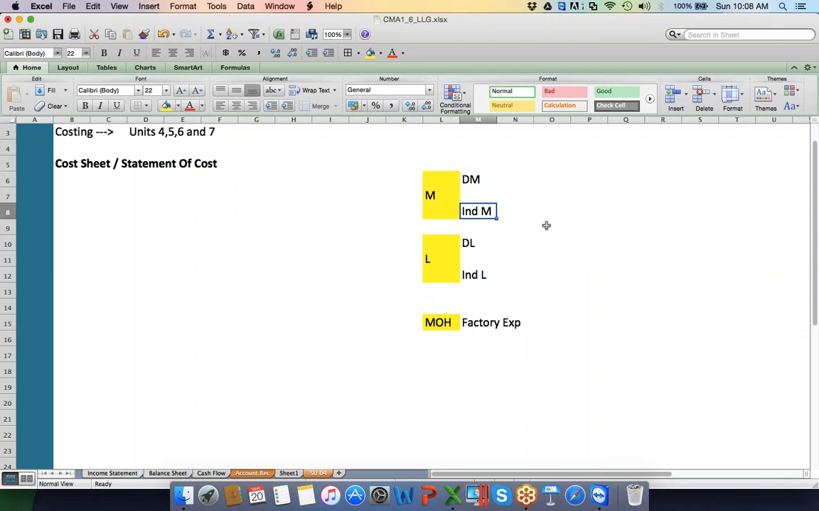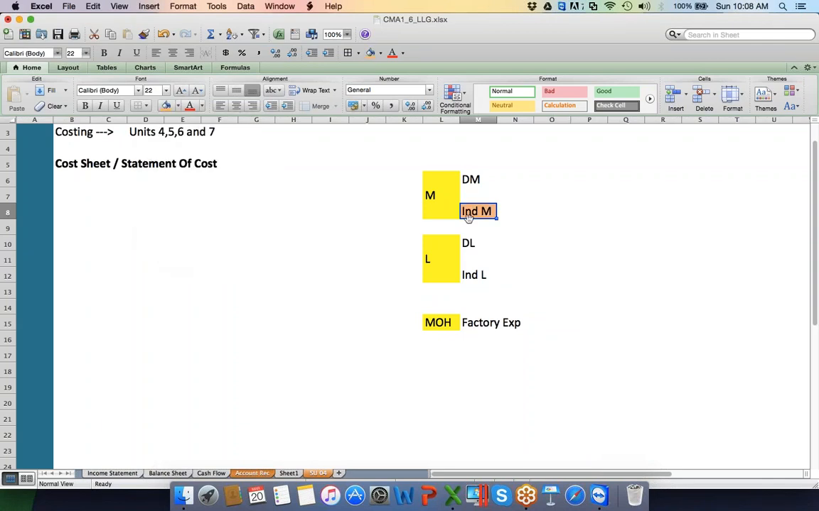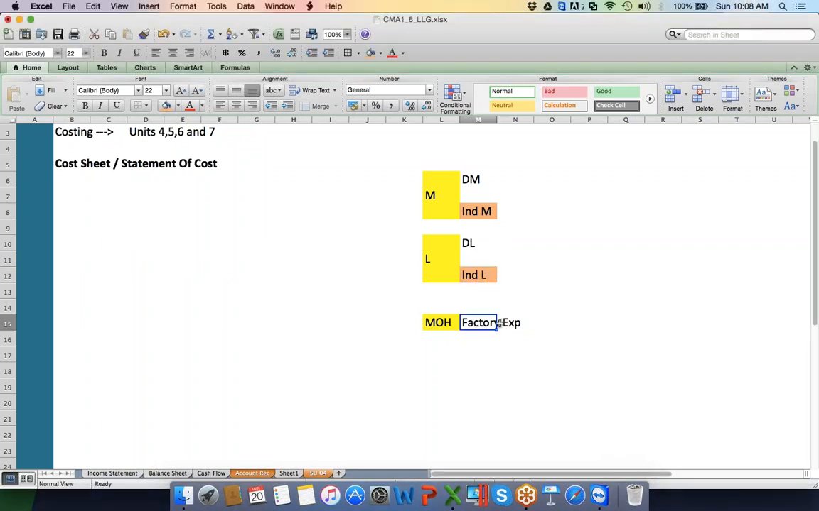So here, whatever I am highlighting, you should call them overhead. Indirect material is overhead. Indirect labor is overhead. Factory expenses are overheads. So indirect material, indirect labor, factory expenses will come here. When you say manufacturing overhead, it means indirect material, indirect labor, and factory expenses.